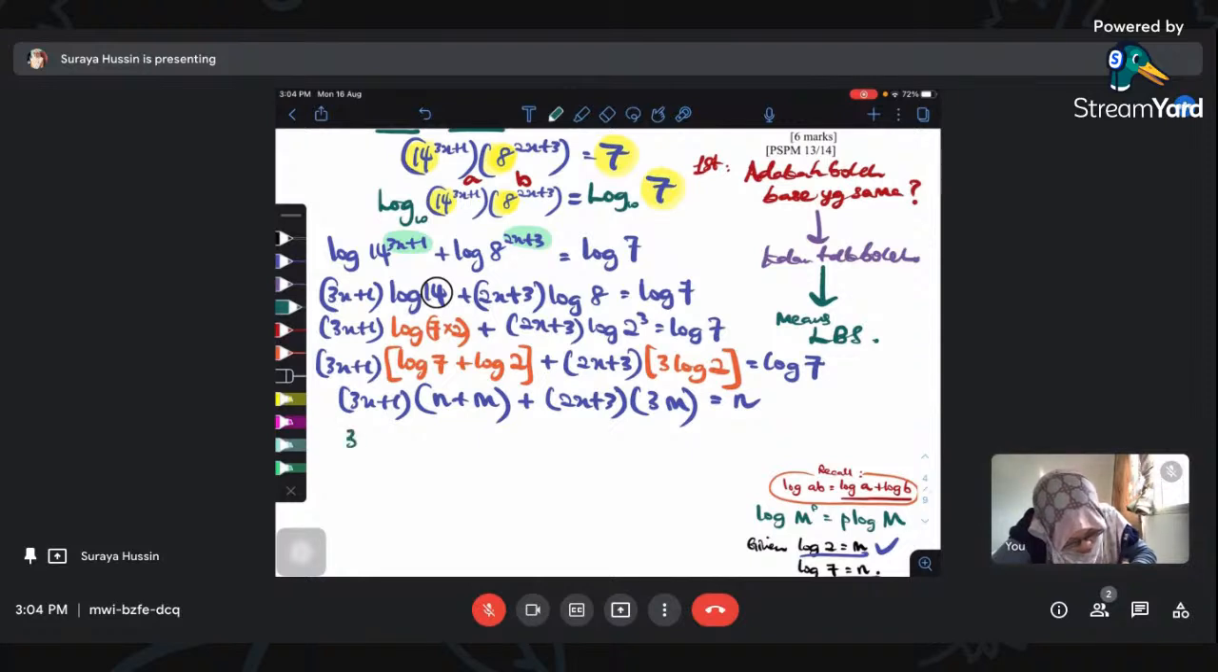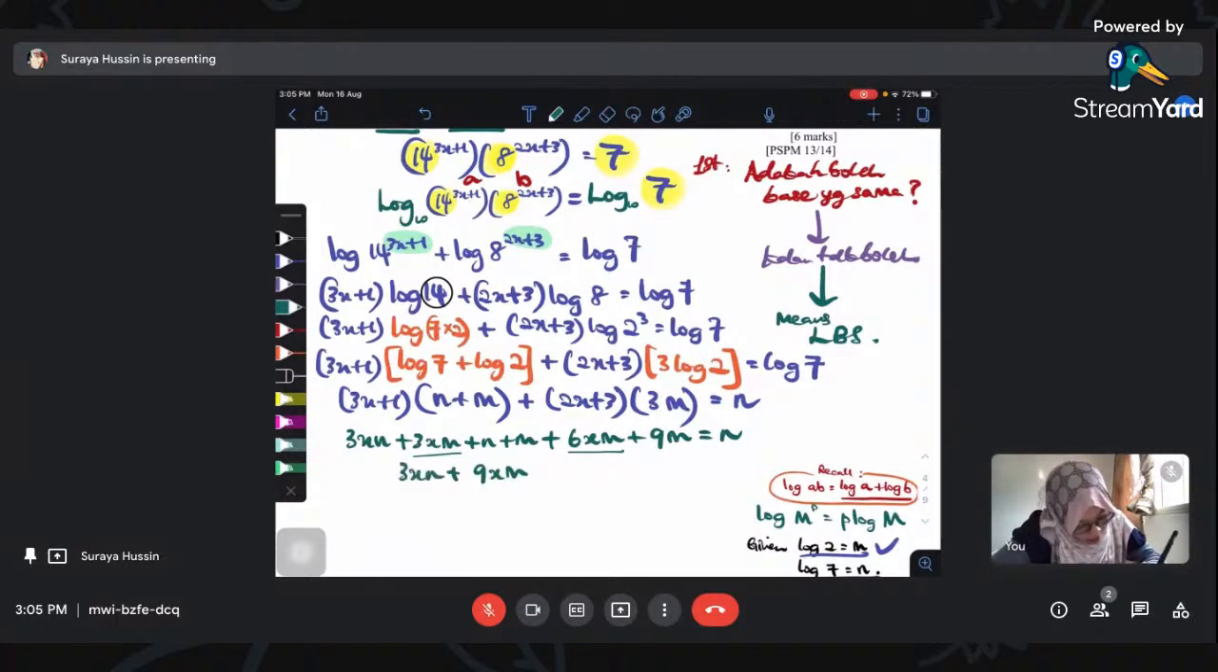You will get 3xn plus 3xm plus n plus m plus 6xm plus 9m is equals to n. So kat sini m dan m. You akan dapat 9xm tambah 3xn tambah 10m equal to 0.